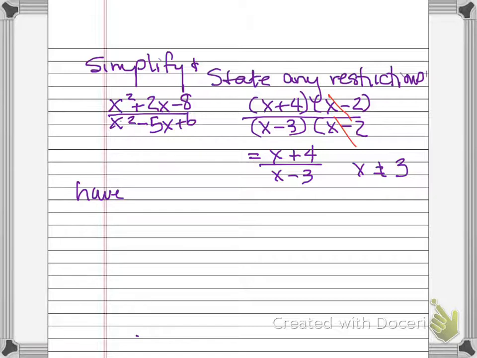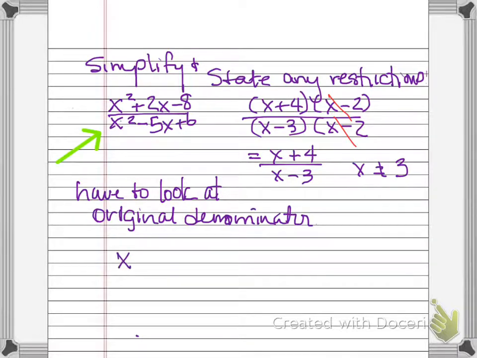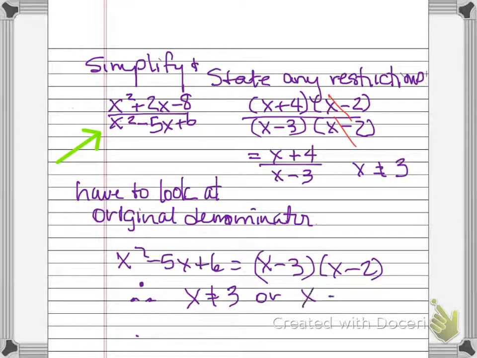We know now that x cannot equal 3. Your denominator can never equal 0 because at that point it becomes undefined. So now we have to go back and look at the original denominator and see what else might make it equal 0. We know the factored form is x minus 3 times x minus 2. And so we know, therefore, that x cannot equal 3 and x cannot equal 2. Those are the 2 points that make it equal to 0.